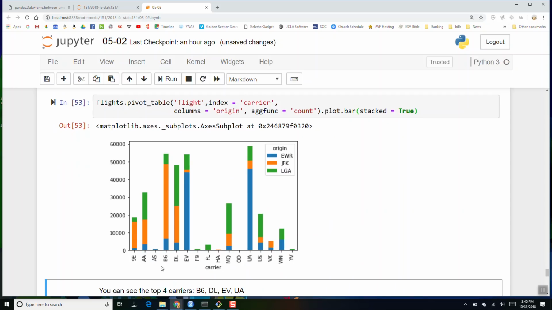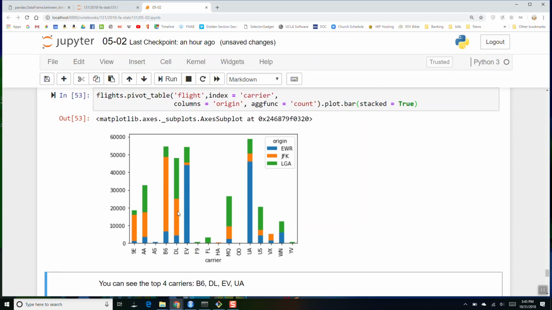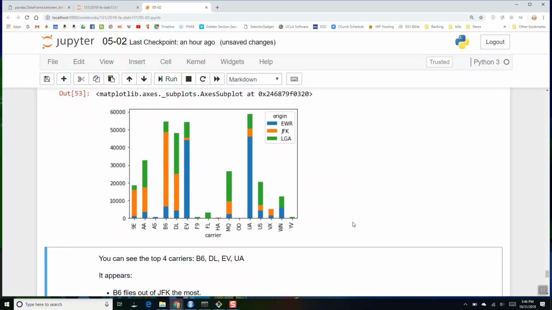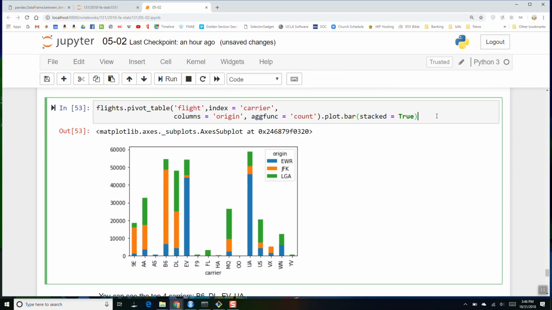carriers in the New York area are JetBlue, Delta, EV, which is like ExpressJet or something, and United. Okay, and we can see that United and ExpressJet operate very heavily out of Newark, whereas JetBlue operates most heavily out of JFK, and then Delta has about half of it from JFK and half from Newark, LaGuardia, and things like that. So this is kind of interesting, and that's that.